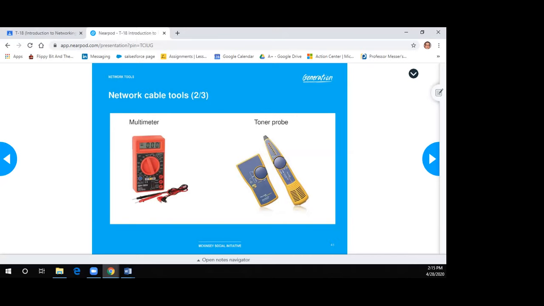Usually, if you have the panel there, you can go in the back of the panel, and it's much easier. Just go over each cable that's in the back of the panel, if you can reach. Any questions? Doubts on a tone probe and or multimeter and its use?